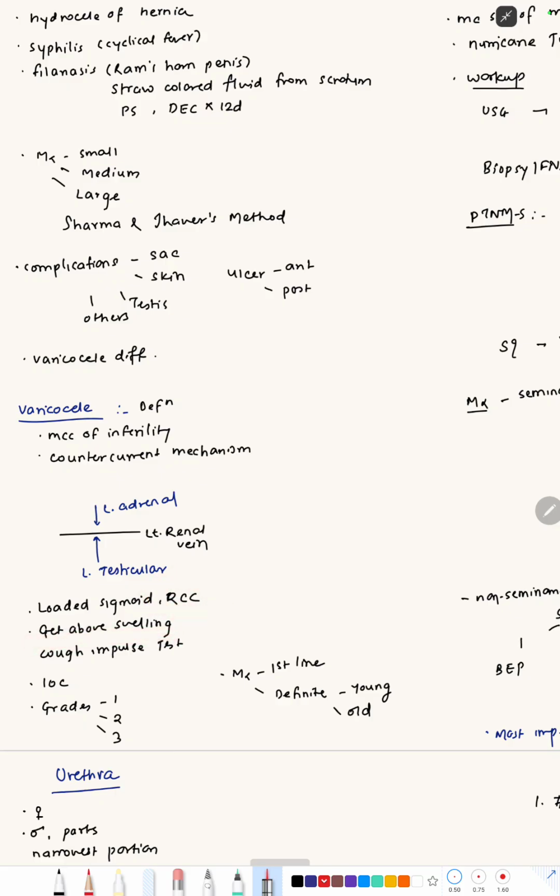We can get above the swelling in case of varicocele. Cuff impulse test is positive. Investigation of choice for varicocele is the Doppler, and there are three grades of varicocele.